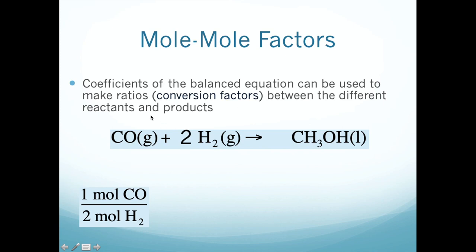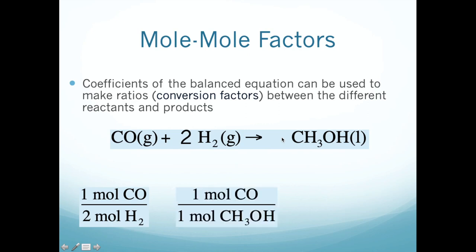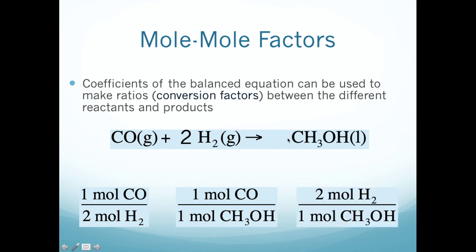Okay, now what other combinations do we have? Well, we could relate our carbon monoxide to our methanol. Okay, so again, look at their coefficients. There's 1 carbon monoxide and 1 methanol. So that's a 1-to-1 ratio. For every 1 mole of carbon monoxide, we have 1 mole of methanol. Or vice versa, we have 1 mole of methanol for every 1 mole of carbon monoxide. And of course, we could compare hydrogen to methanol. And it's a 2-to-1 ratio. There's 2 hydrogens for every 1 methanol. In other words, there's 2 moles of hydrogen for every 1 mole of methanol. Or vice versa.